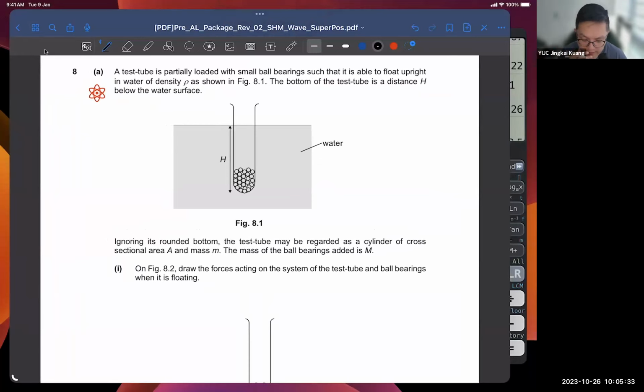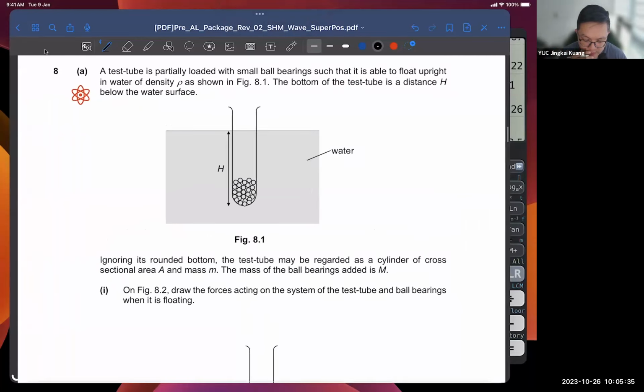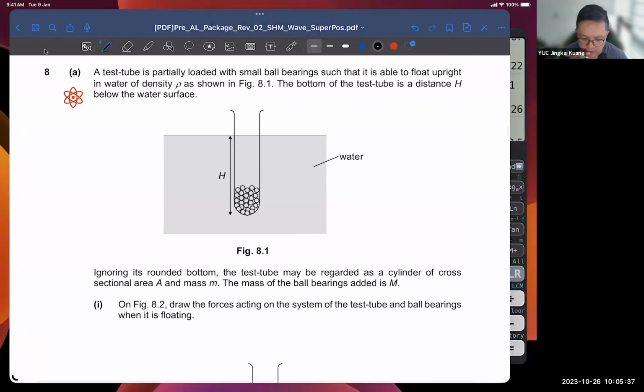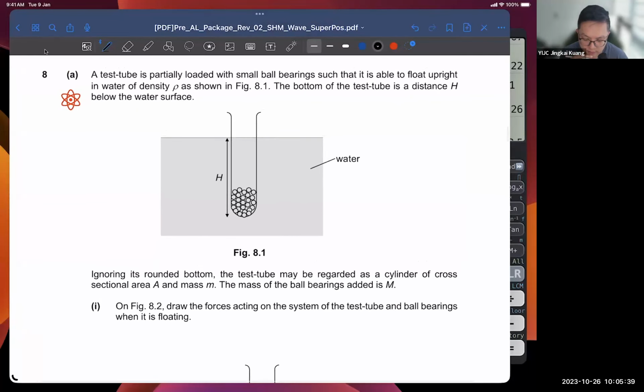Okay, so I have a test tube that's loaded with small ball bearings, able to float upright in water of density rho. The bottom of the test tube is H from below the surface. Just ignore the rounded bottom and treat it as a square base, so you can assume it to be a cylinder. Then draw the forces acting on the system of the test tube and ball bearings when it's floating.